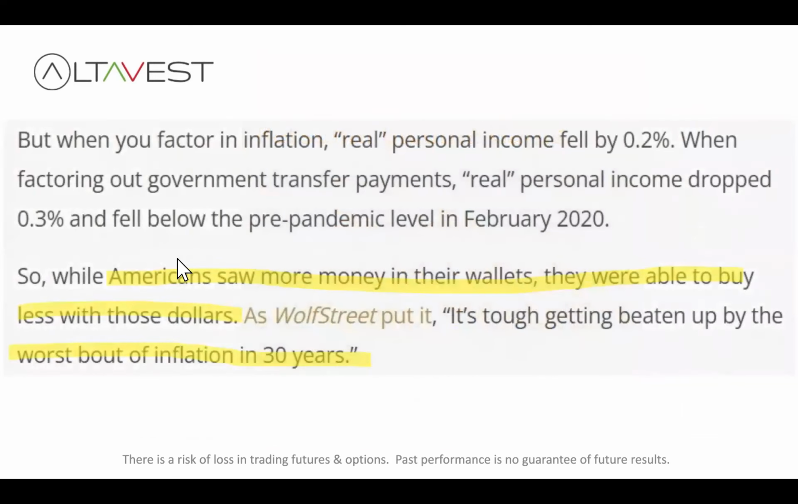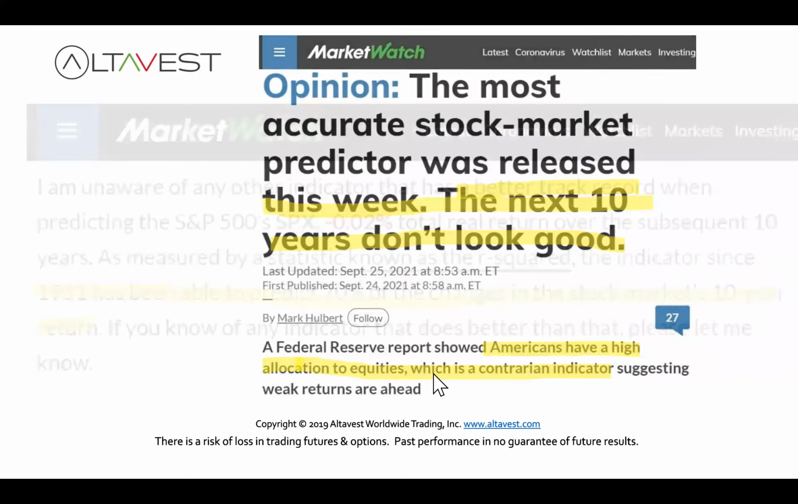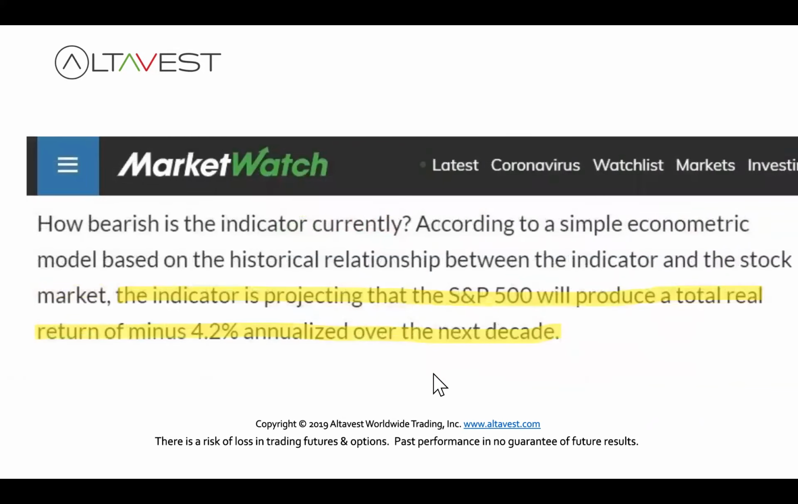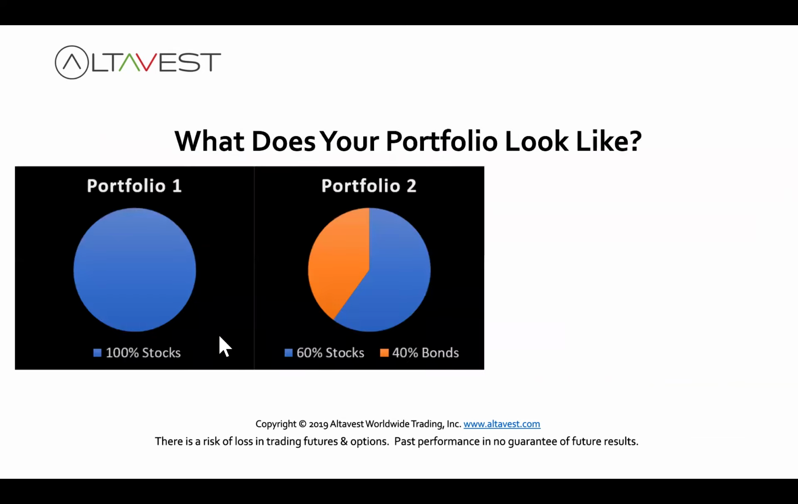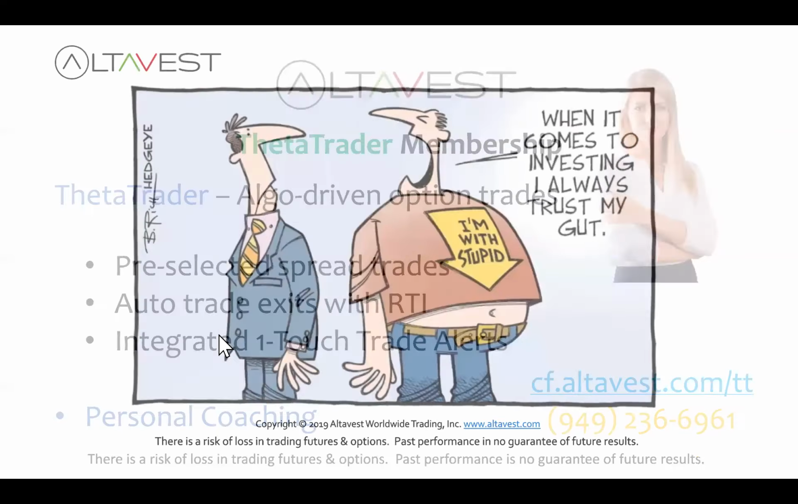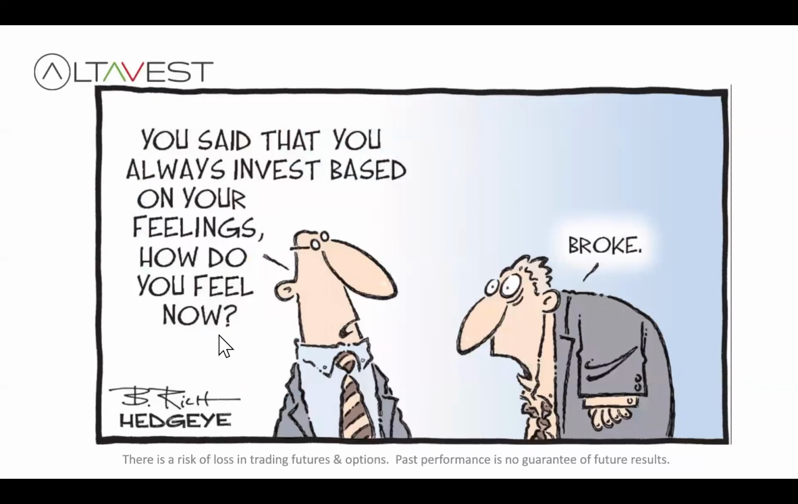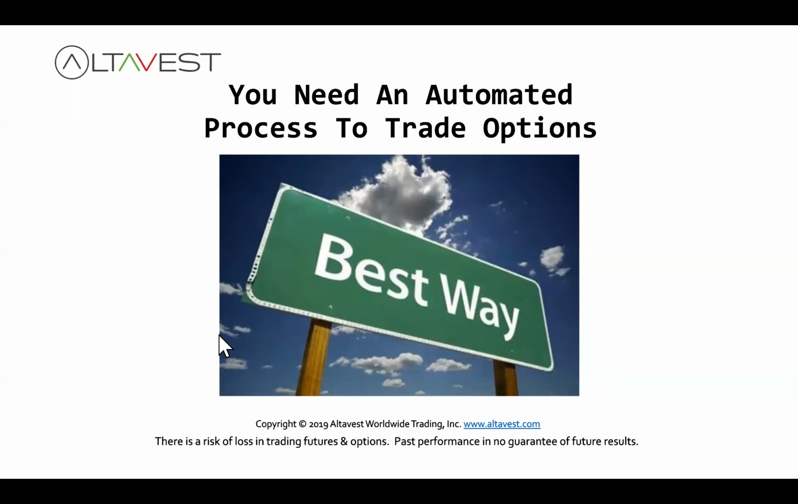So this was from Peter Schiff. Americans may have seen more money in their wallets from stimulus, but they were able to buy less with those dollars. It's tough getting beat up by the worst bout of inflation in 30 years. And the next 10 years don't look so good. It says there's a contrarian indicator here. 70% of the changes in the stock market's 10-year return, it was predicting that. So it's predicting here a return of minus 4.2% in the next decade. So we like the low correlation, have some alternatives, and don't invest with your gut. You don't want to feel broke like this guy. I know I'm moving quickly, but that's the end, folks.